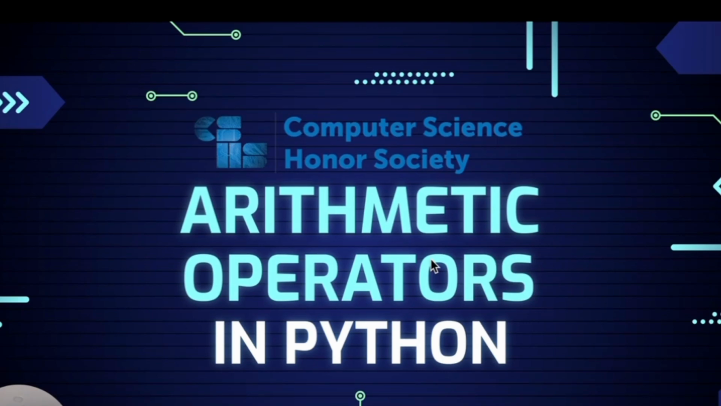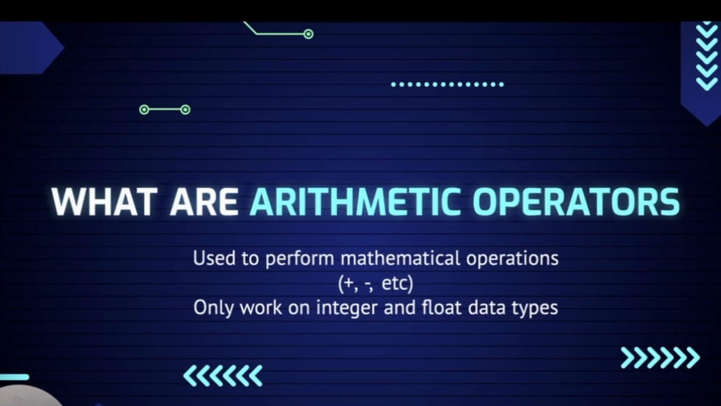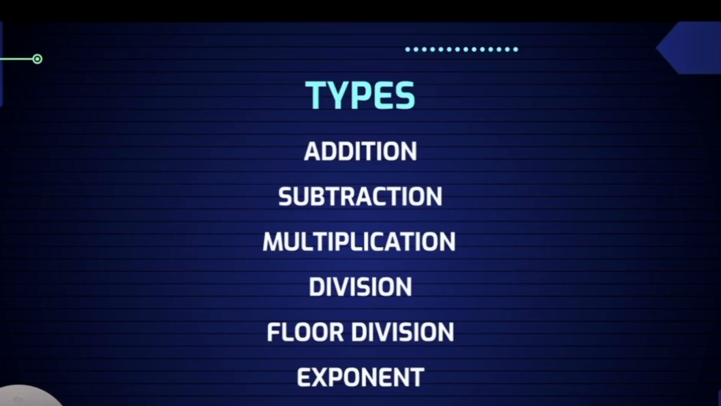And today's topic is arithmetic operators in Python. So arithmetic operators are used to perform mathematical operations like addition or subtraction, etc. And they only work on integer and float data types. So some types of these operators are addition, subtraction, multiplication, division, floor division, exponent, and modulus.